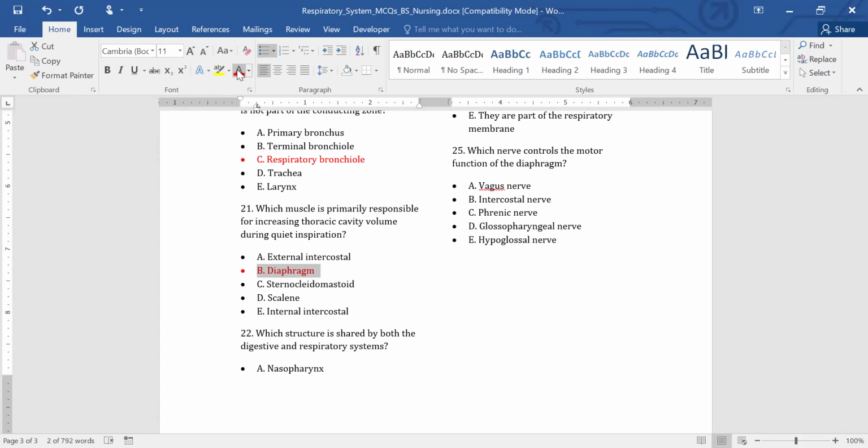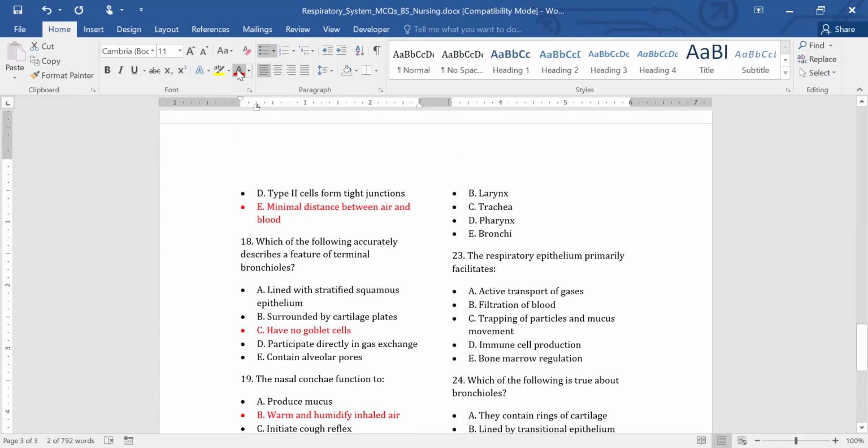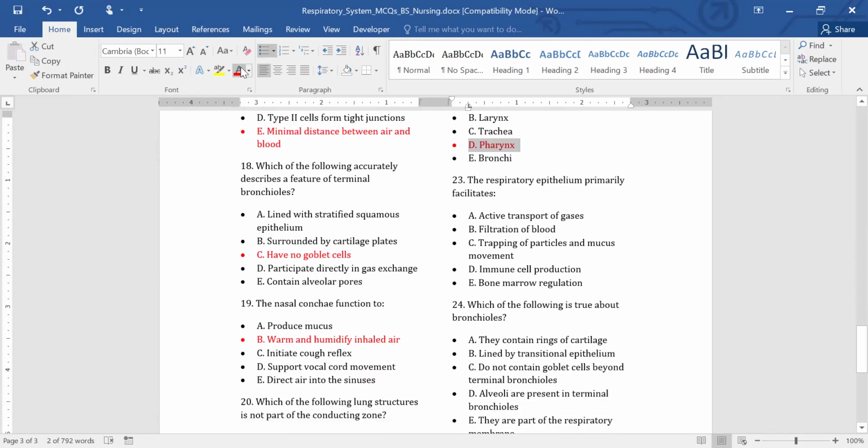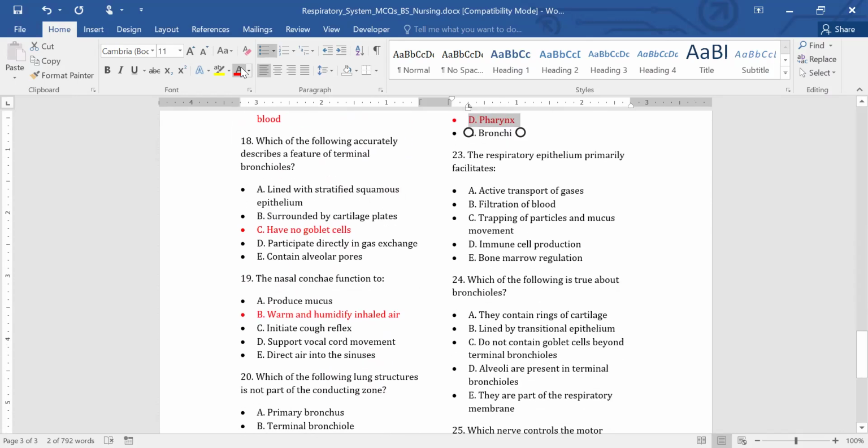Which structure is shared by both digestive and respiratory systems? Nasopharynx, larynx, trachea, pharynx, bronchi. Again, same question. Respiratory epithelium primarily facilitates what? Active transport of gases, filtration of blood, trapping of particles and mucus movement, immune cell production, bone marrow regulation. So it traps the particles and moves mucus.